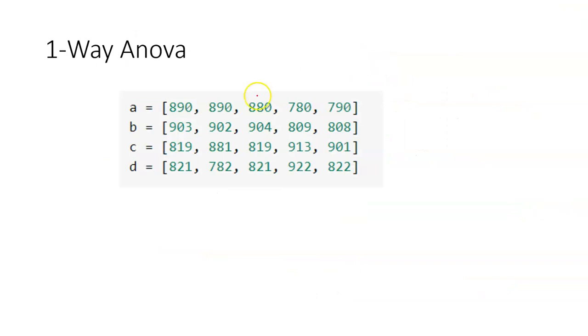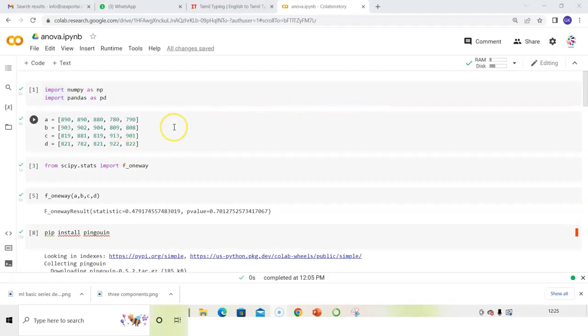So let's first demonstrate this one factor. I'm taking a set of four groups. While explaining the concept, I took three groups. Here I am taking four groups, four arrays. For this, I'm going to programmatically demonstrate how to compute the F test value and the p-value. So that's what we are going to see now. I'm using Google Colab.